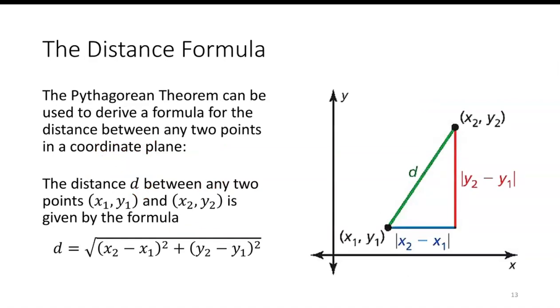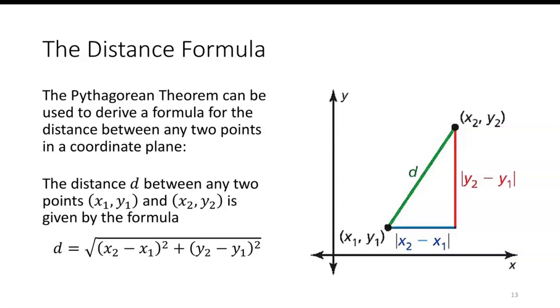The Pythagorean theorem can be used to derive a formula for the distance between any two points in a coordinate plane. So the distance d between any two points: say we start with x1, y1, and we want to find the distance to x2, y2. We can form a right triangle in terms of the horizontal and vertical components. The horizontal component is the difference between the two x values, x2 minus x1. The vertical component is the difference between the y values, so y2 minus y1. And then d would be the hypotenuse, which is also the distance between the two points.